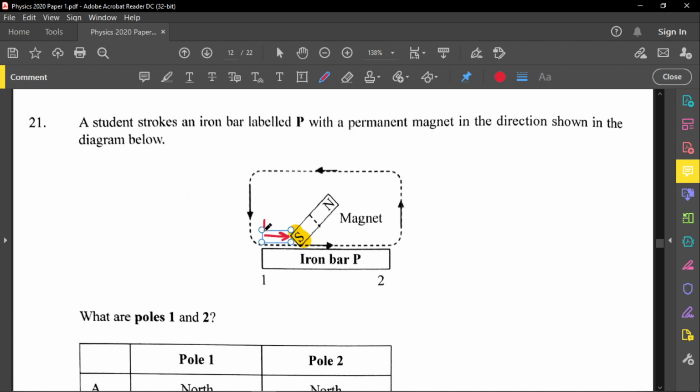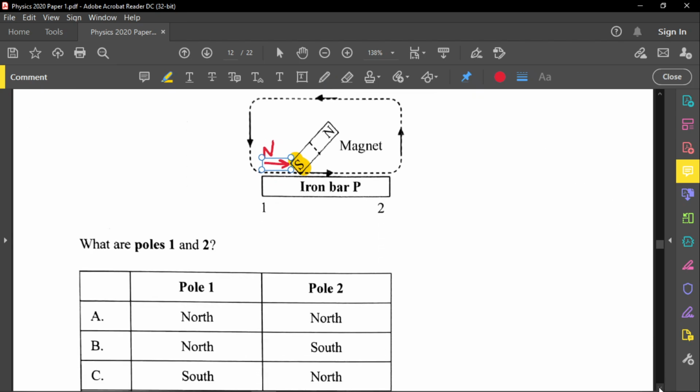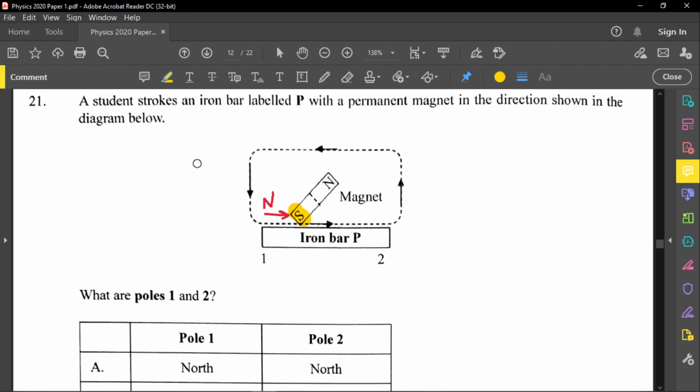So wherever south is traveling to, the north pole will be traveling towards that point. So the north within the iron will be going towards the south at all times. So now let's go into it and see exactly what they're asking us. And so here we said, what are pole 1 and pole 2? Remember, in this case the north will be traveling towards the south at all times.